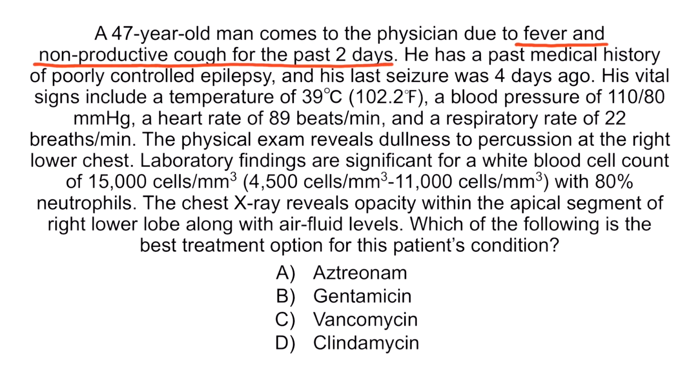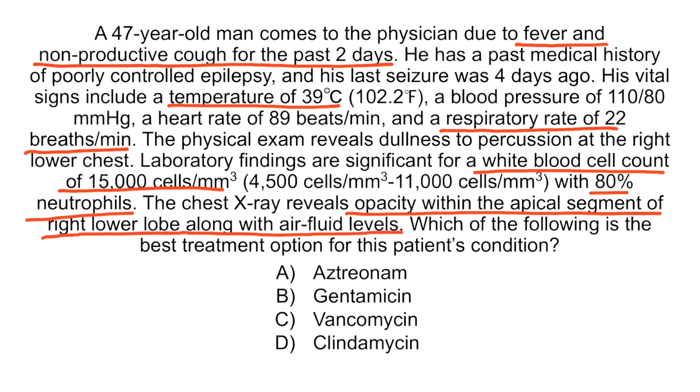He has a fever of 39 degrees Celsius and tachypnea evidenced by a respiratory rate of 22. Laboratory findings are significant for a white blood cell count of 15,000 with 80% neutrophils. The chest X-ray reveals opacity within the apical segment of right lower lobe along with air fluid levels. All these findings are classic for bacterial pneumonia with lung abscess. This patient has a past medical history of poorly controlled epilepsy, and his last seizure was 4 days ago. He likely aspirated his oropharyngeal flora during the seizure, leading to aspiration pneumonia.